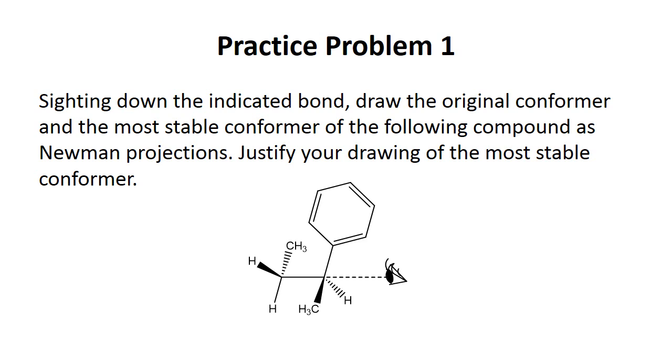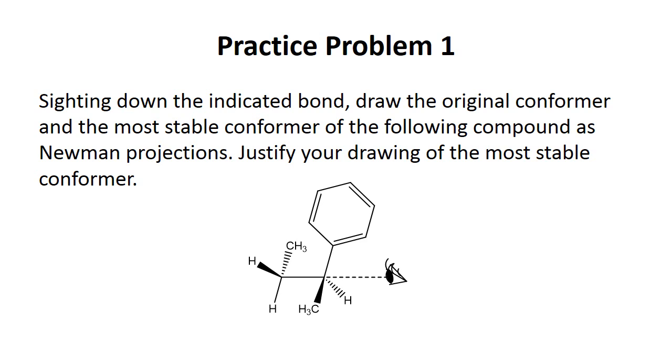Practice problem 1. Sighting down the indicated bond, draw the original conformer and the most stable conformer of the following compound as Newman projections. Justify your drawing of the most stable conformer.